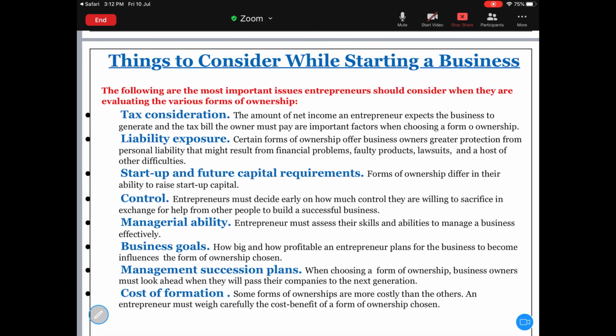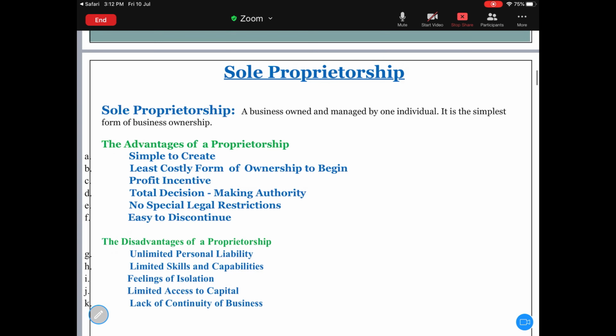An entrepreneur must weigh carefully the cost benefit of the form of ownership chosen, because unless you are clear about the cost and benefit, you cannot make a correct decision for forming any ownership. Now we talk about sole proprietorship. Sole proprietorship is a business owned and managed by one individual. It is the simplest form of business ownership.